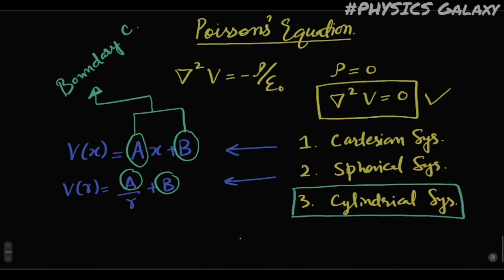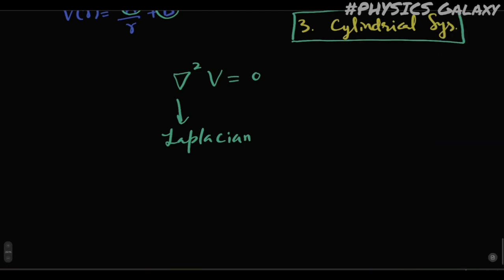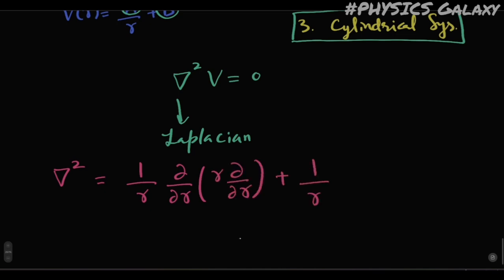So let's solve. Our equation is del square V equals to 0. Now this is a Laplacian, and we have to write the Laplacian in cylindrical coordinates. In cylindrical coordinates, del square is 1 over r dou by dou r of r dou by dou r, plus 1 over r square dou square by dou phi square, plus dou square by dou z square.